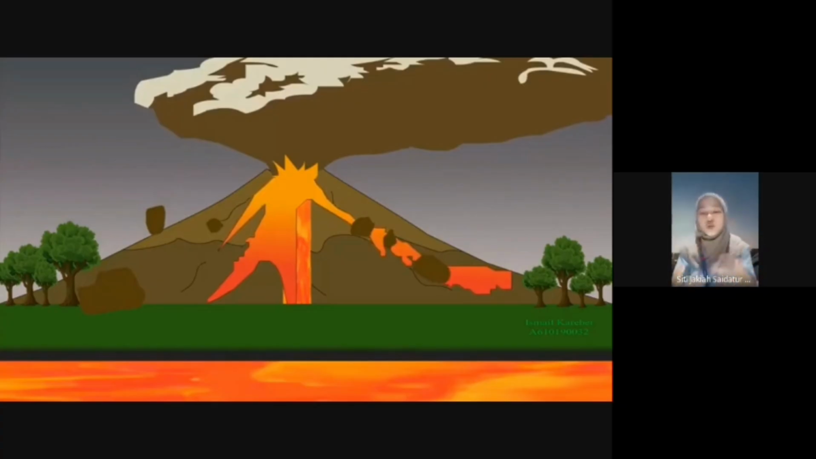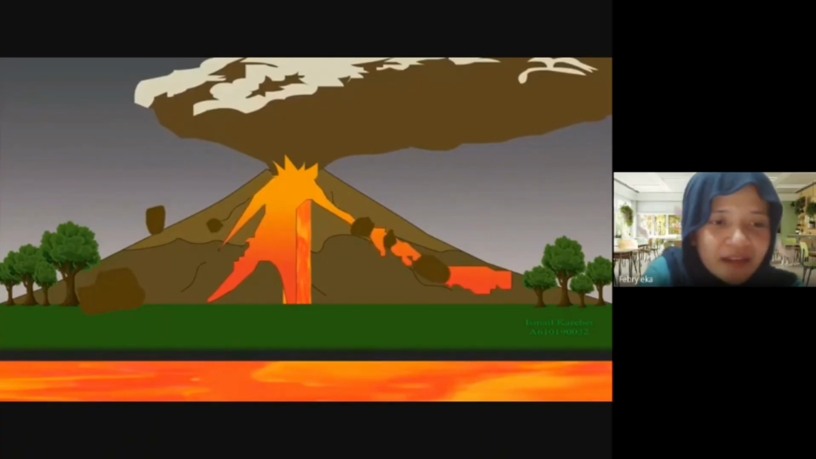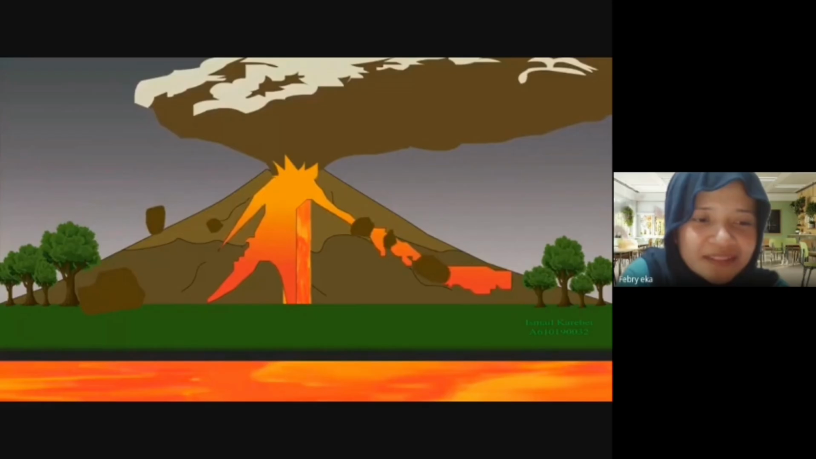Try to explain it using your own words in a simple way. What do you think? From my opinion, a volcano erupts because the earth gets too full of hot magma.